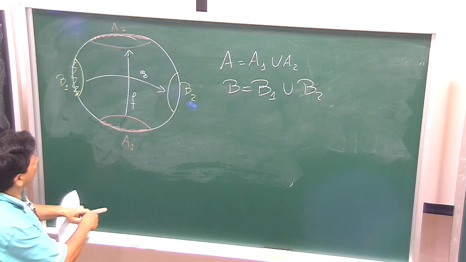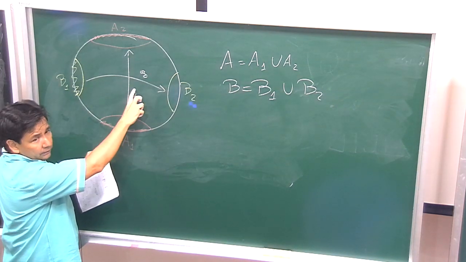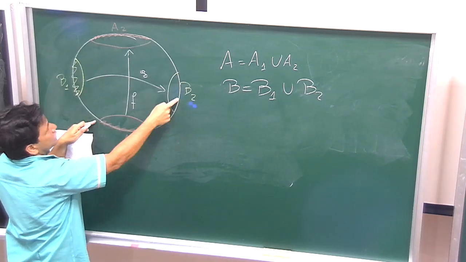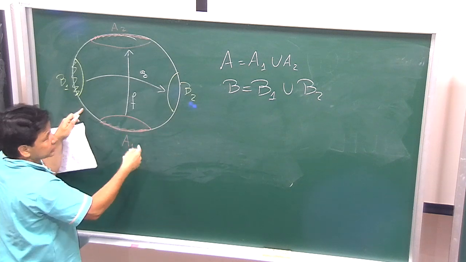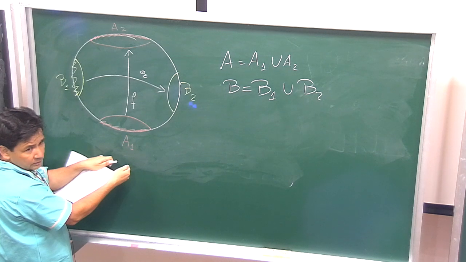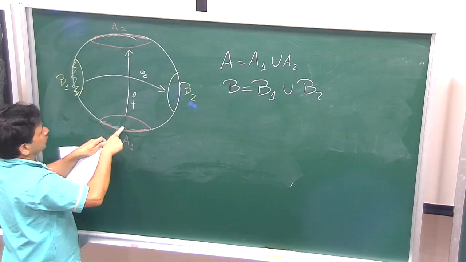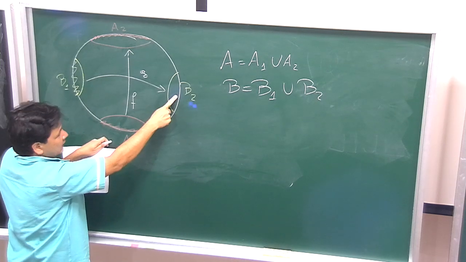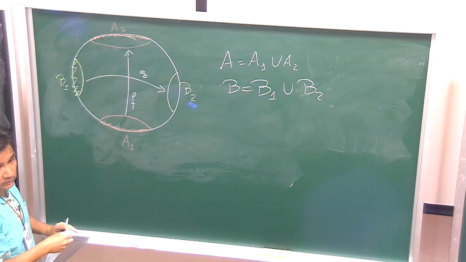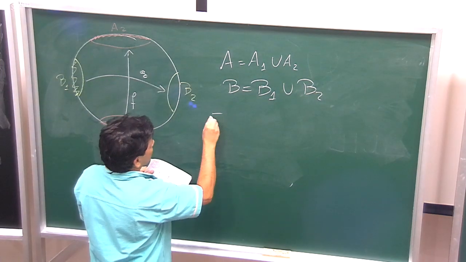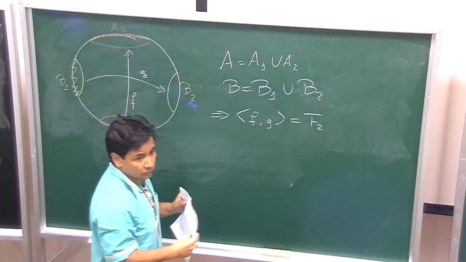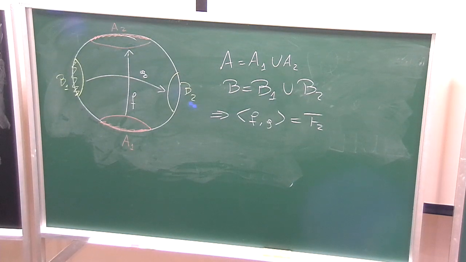Because if you look at positive iterates of F, it maps the whole interval here into here. So it maps B1 and B2 into A2. And the inverse maps B1 and B2 into A1, because it contracts in the other direction. And the same for G. It maps A1 and A2 into B2, and G inverse maps A1 and A2 into B1. Okay? Well, the conclusion is that the group generated by F and G is the free group in two generators. Okay? There is no relation between F and G.